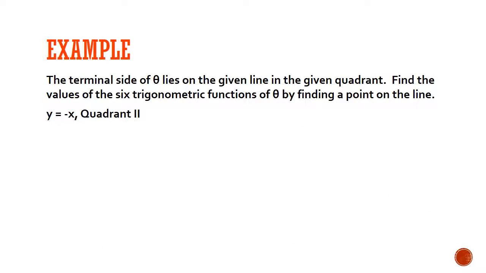All right, the terminal side of an angle lies on the given line in the given quadrant. Find the value of the functions. All right, this sounds a little difficult, but it's actually not. What you're going to do is draw yourself a little graph. At least that's what I like to do.